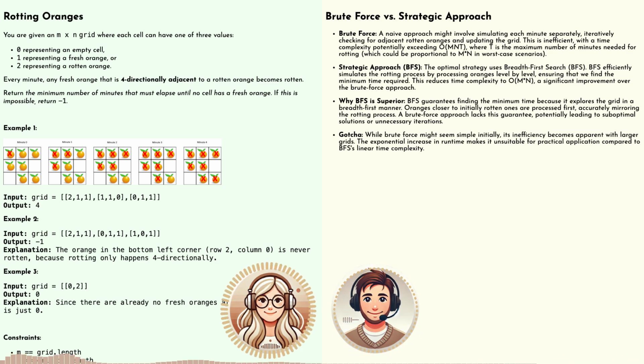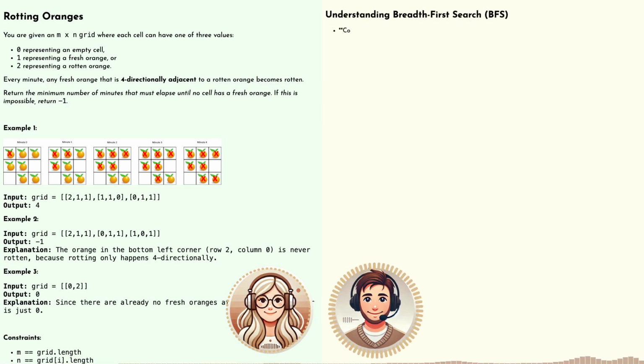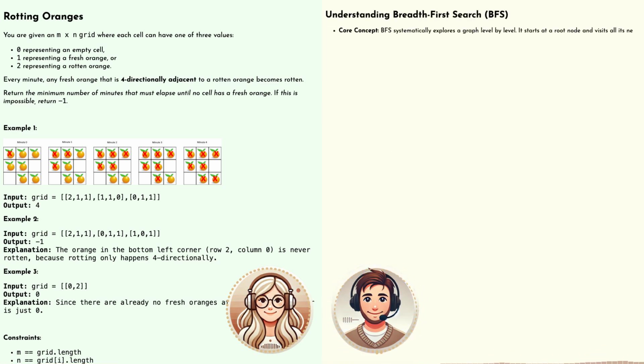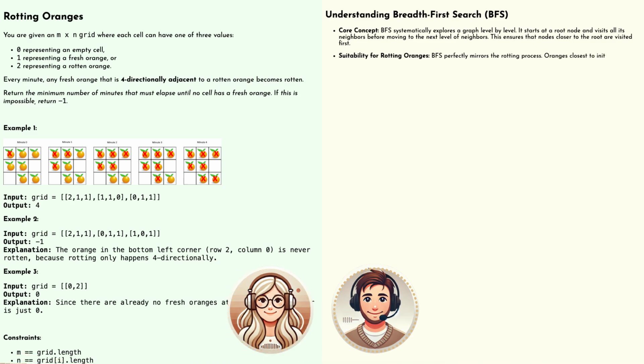And I see here that our outline mentions breadth first search, or BFS. Is that our algorithmic savior here? It is. BFS is a great way to solve this problem. It's a graph traversal algorithm that systematically explores the grid, level by level, starting from the initially rotten oranges. Think of it almost as a wave of rot spreading outward. Okay, so I'm starting to get the visual here. But how does BFS actually help us define that minimum time?